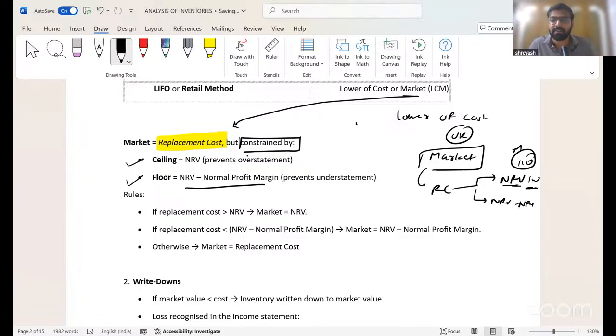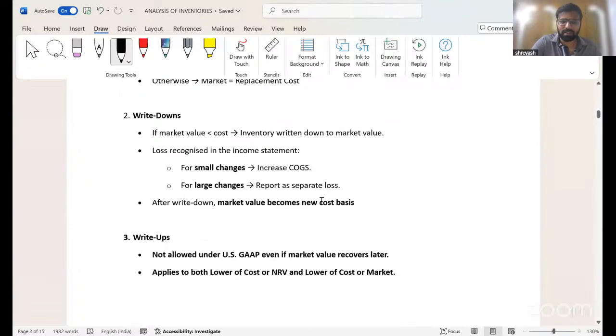So what are you trying to tell us, sir? Market is equal to replacement cost. Replacement cost can be maximum NRV, and the minimum it can be is NRV minus normal profit margin. So sir, if the replacement cost that I have calculated is 110, but the NRV is 100, what do I take as replacement cost? I will take it as 110? No, I will take it as 100. Right? Okay, fair enough.